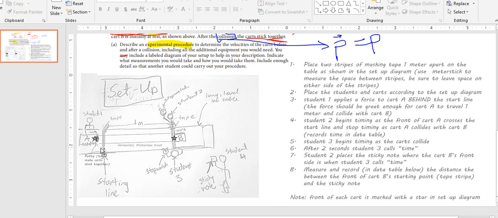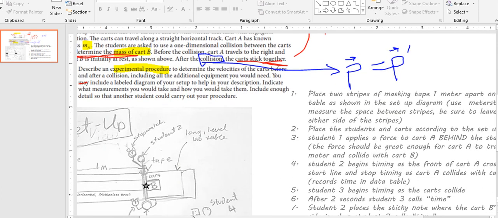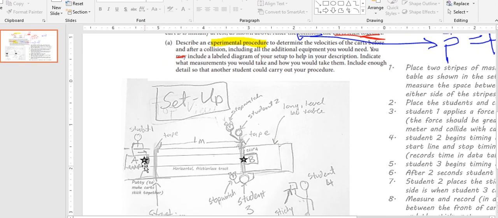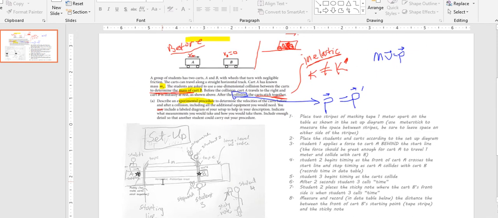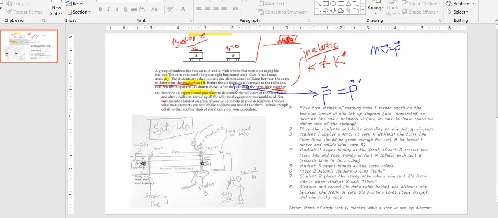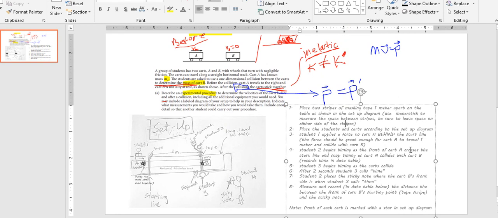I also remembered they needed to stick together. So if y'all remember what we did in the Hot Wheels lab, I put putty right there to make the carts stick together. Remember, be careful with terms like tacky-tack and sticky-tack and putty. Make sure you say what they're for. Okay, so here are my directions.